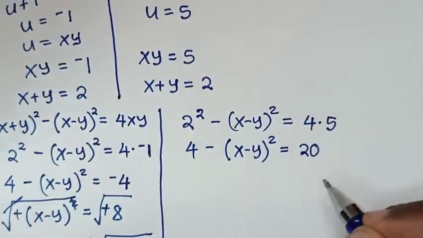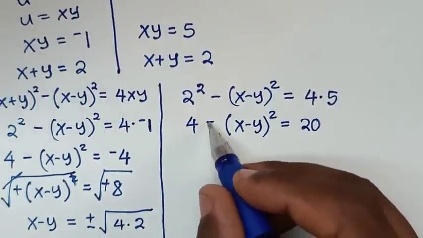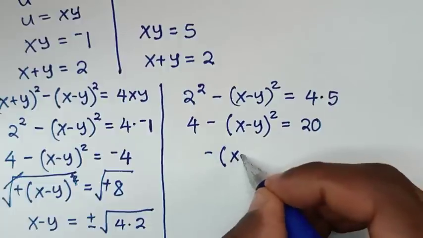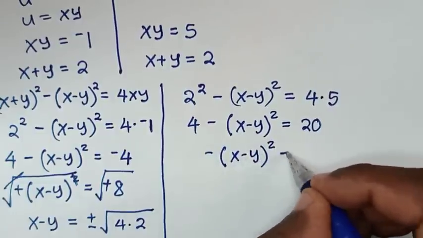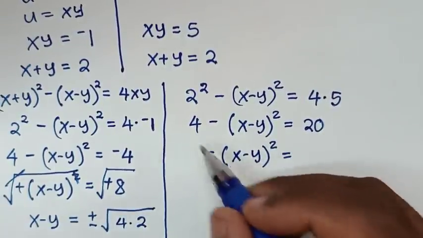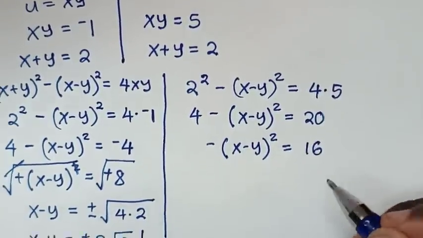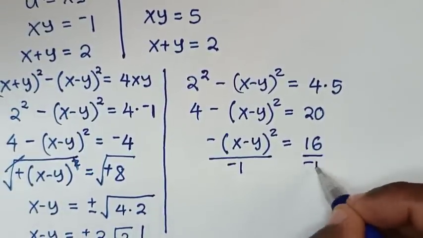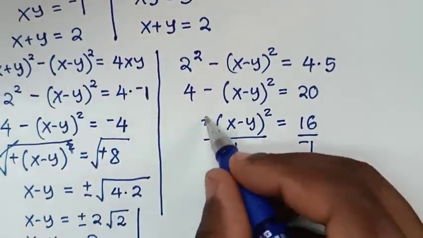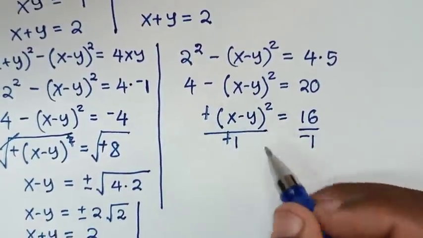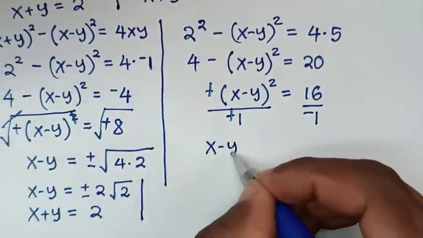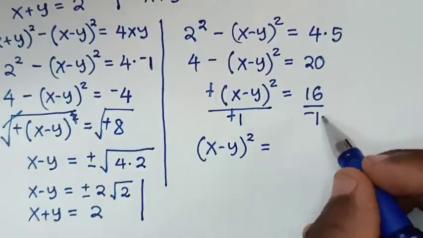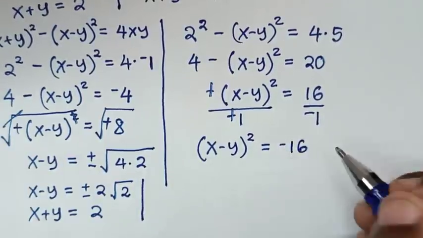5 is 20. Then this 4 we will take to this side, it will be negative bracket x minus y bracket square is equal to 20 minus 4, it is 16. Then we divide by negative 1, and here divide by negative 1. So here to be positive, positive, then it will be this x minus y bracket square is equal to 16 divided by negative 1 is negative 16.